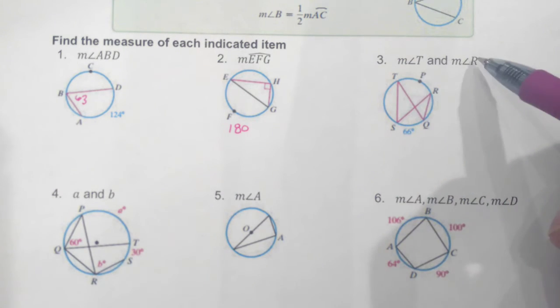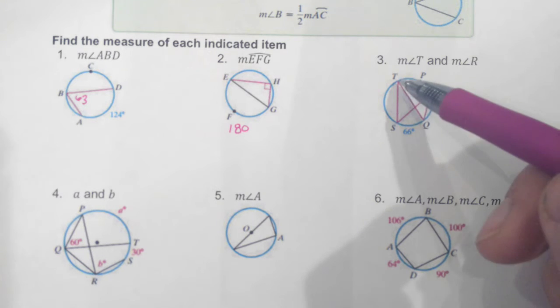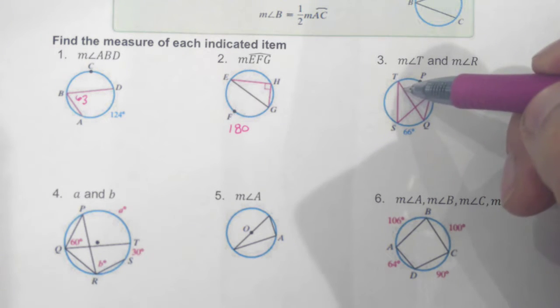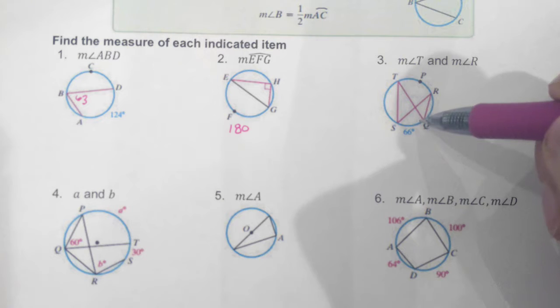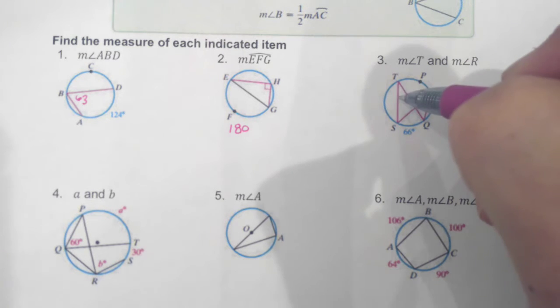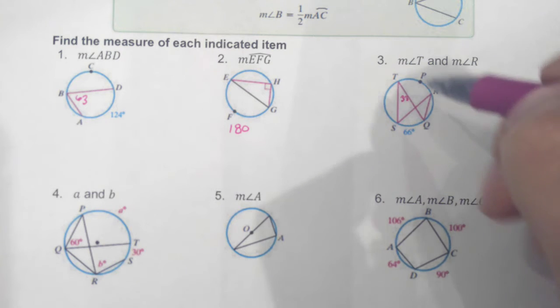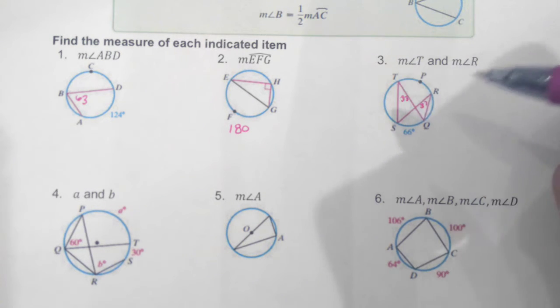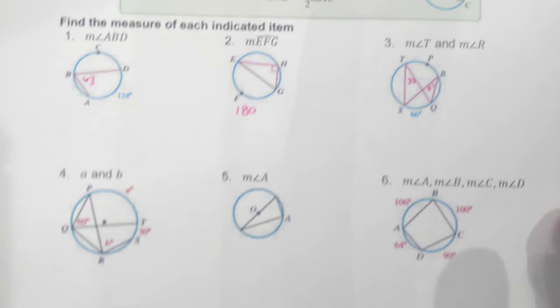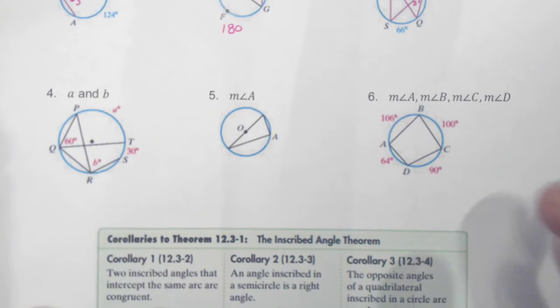Find the measure of angle T and angle R. Angle T goes to an arc that is 66 degrees, so it would be half of that, 33. Angle R goes to that same arc, so it would be 33 degrees. That's actually one of our theorems down below. We'll talk about it in just a second.